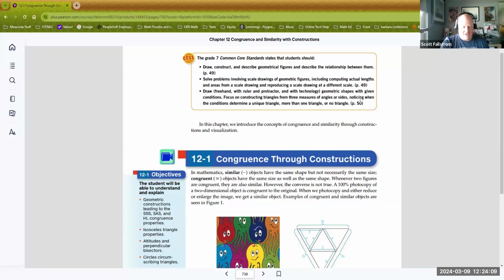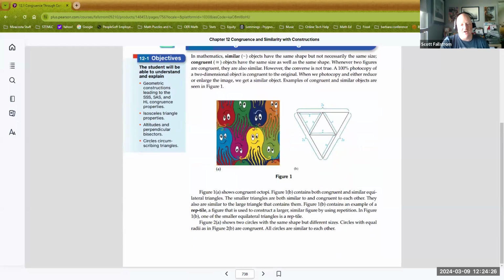We're going to see, notice, sometimes when we give conditions, and we'll do an activity in class about this, the conditions determine a unique triangle. Other times, maybe they don't give you enough to determine a unique triangle. What they give you is enough, maybe there's multiple triangles, and occasionally we'll see that there is no triangle possible. All right.